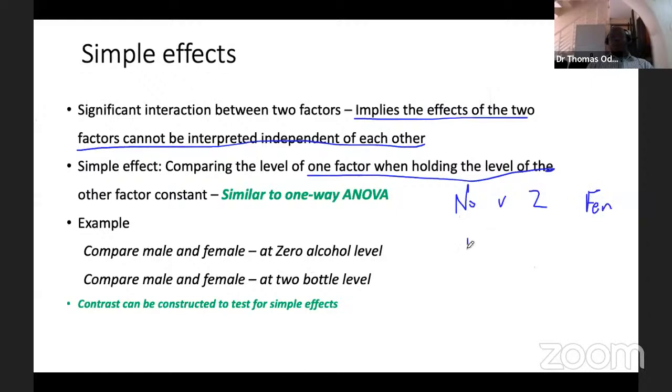I can do the same, no alcohol versus 2 for male. Now, this is what we call a simple effect. A simple effect is like running an analysis of variance comparing no alcohol and alcohol with the data for female, and then we also do it with the data of male. So you compare male and female at 0 alcohol, or compare male and female at 2 bottles of alcohol. This is what we call a simple effect.